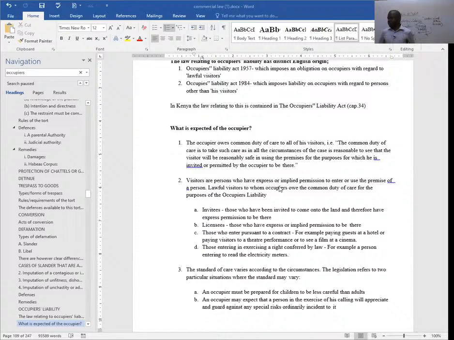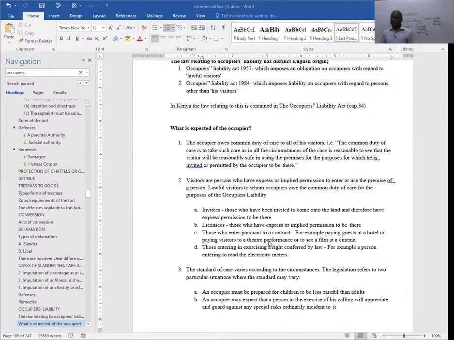So visitors are persons who have expressed or implied permission to enter or use the premises of a person. In this case, we're talking about invitees, those who have been invited to come onto the land and therefore have expressed permission to be there. They have expressed permission to be on that particular property.